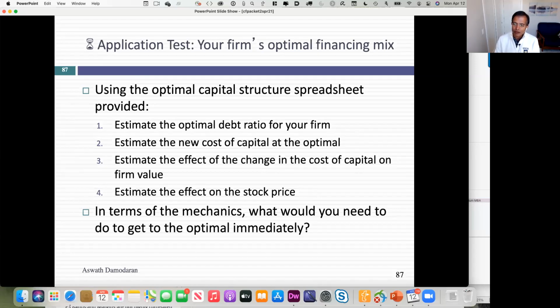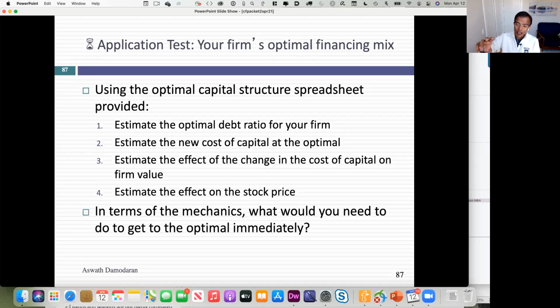But since I want you to focus on doing this for your company, I want you to estimate, for your company, given its numbers, what its optimal debt ratio is, what the cost of capital will be at the optimal, and what will happen to the value of your company. It'll all be given in the spreadsheet as output. You're saying, then what do I do? I want you to think about why your company has the optimal that it does.